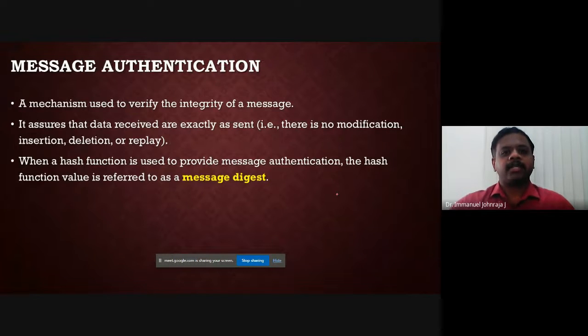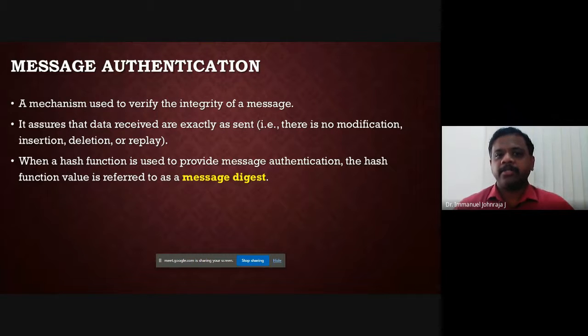What is message authentication? Though all of us are aware of it, it's time for us to recall. It's a mechanism used to verify the integrity of a message. And the very important thing is that it assures the data received are exactly as sent. Whatever is sent is not altered. It's the integrity of the message: no modification, no insertion, no deletion. So this is message authentication, not user authentication. How is it going to be used? Probably the third line will help you understand more.